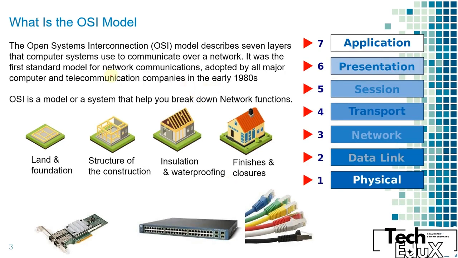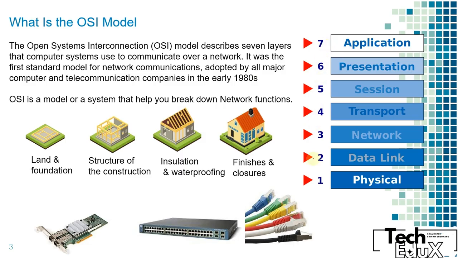First things first, let's read this paragraph that I prepared for you. The Open System Interconnection (OSI) model describes 7 layers that computer systems use to communicate over a network. It was the first standard model for network communications, adopted by all major computer and telecommunication companies in the early 1980s. So you can imagine how old this OSI model is. OSI is a model or system that helps you break down network functions. As you can see over here on your right side, the seventh layer of the OSI model is the application layer.